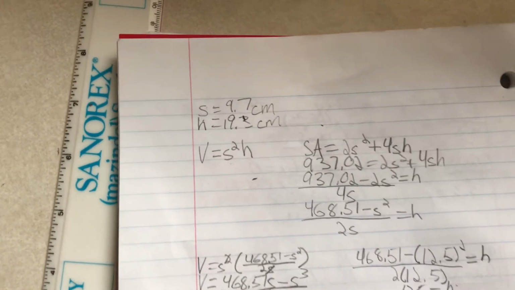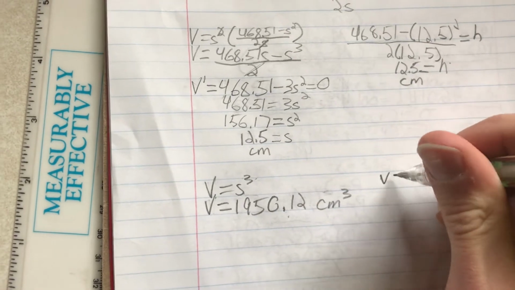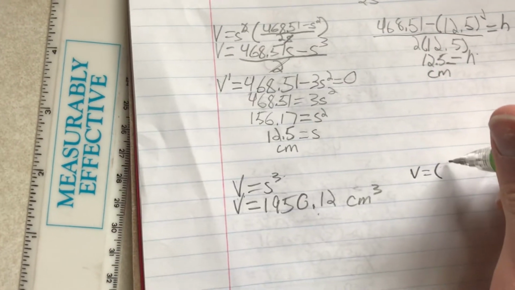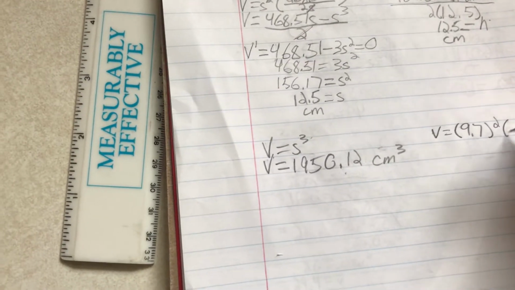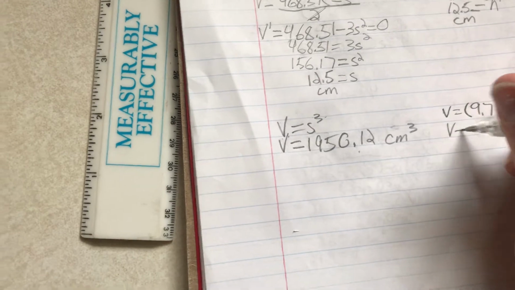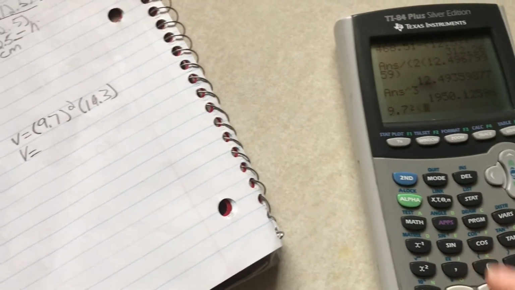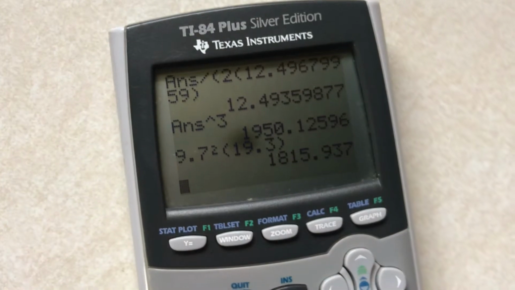Well, let's just see how much volume that Minute Maid is missing out on. So if we take our original measurement and we put it into there, we would get volume equals 9.7 squared times 19.3. And if we do that, let's see what we get. We get 1,815.94.